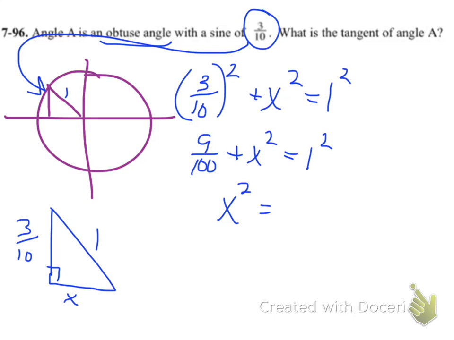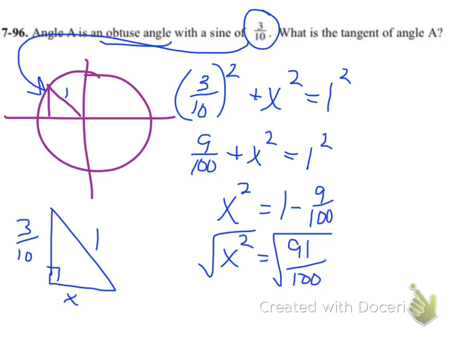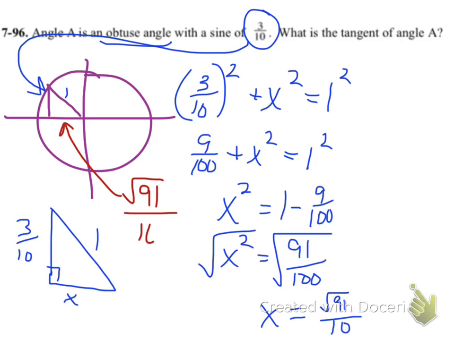And when I subtract that from both sides, I'm going to get 1 minus 9/100. So x squared is going to end up equaling 91/100. I then can take the square root of both sides, and x will end up equaling the square root of 91/10, because what I'm doing here is I'm taking the square root of 91, and I'm also taking the square root of 100. That's why my denominator becomes 10. So that lets me know that this side length here is then the square root of 91/10.